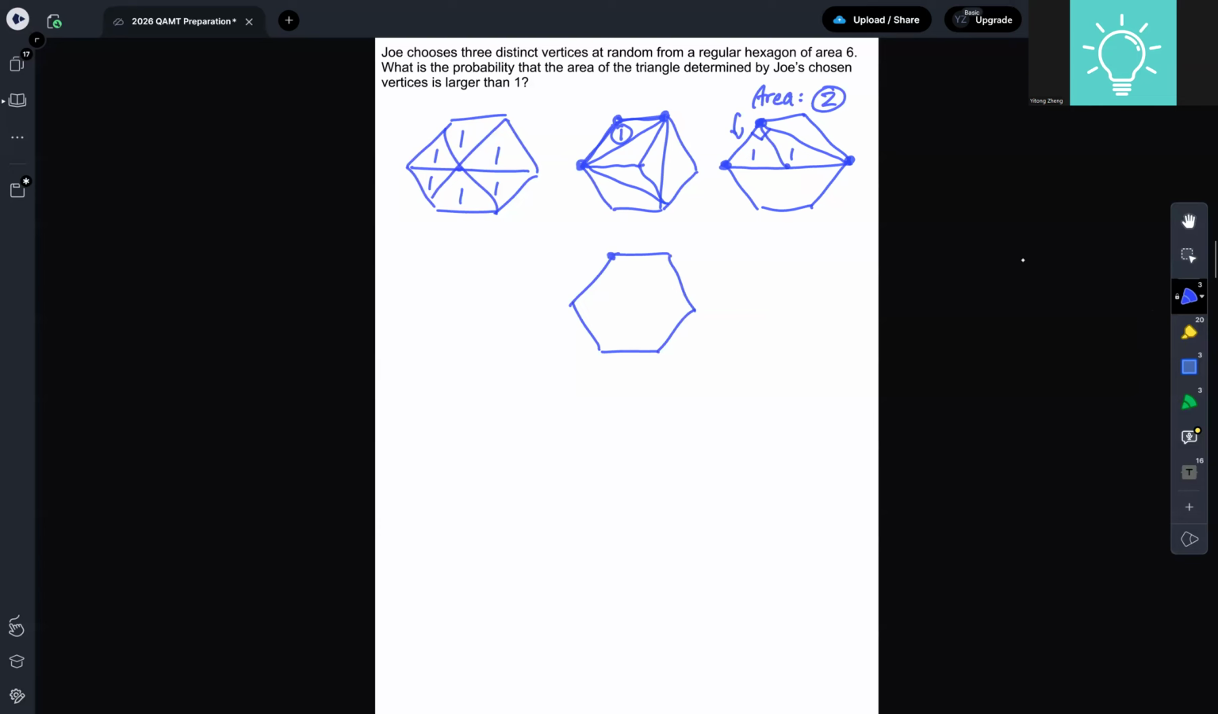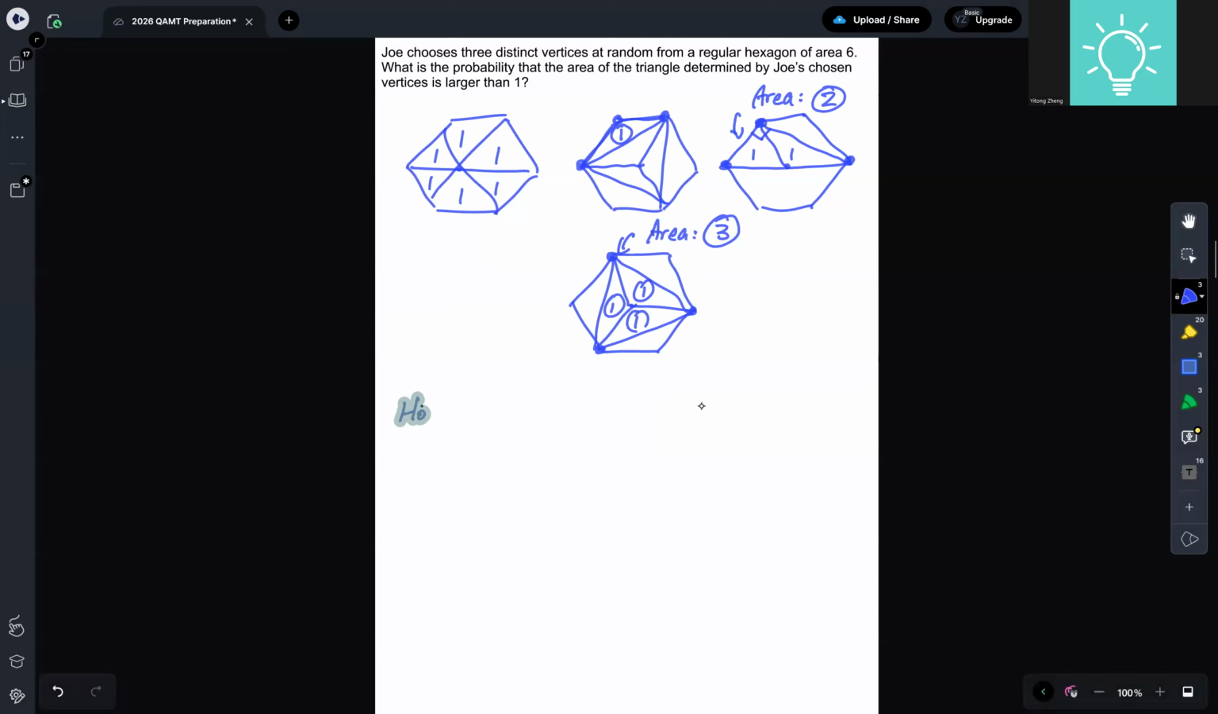So what happens if we never choose 2 consecutive vertices? We have to take this configuration. And of course, we can see that here, all of these have area 1. So the area of this triangle is going to be 3. Now, how many ways are there to choose 3 vertices? We need to calculate what's the probability of getting each case.